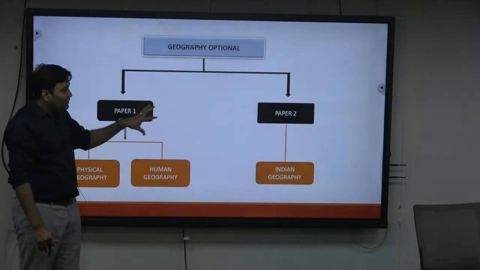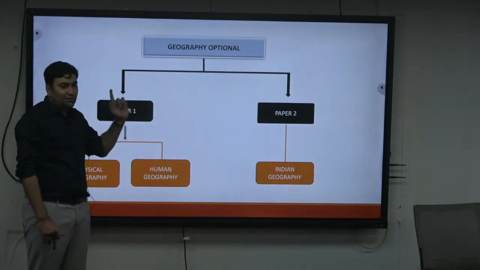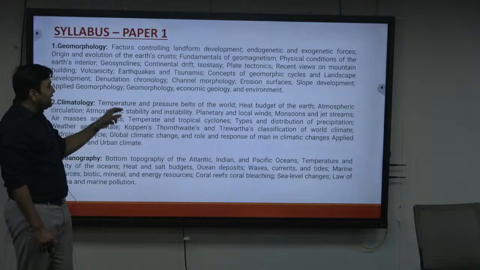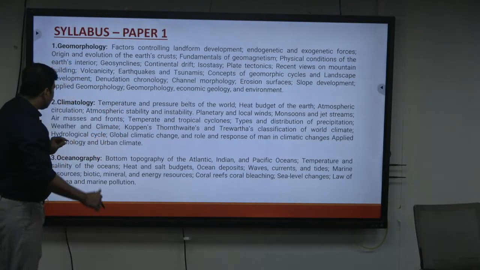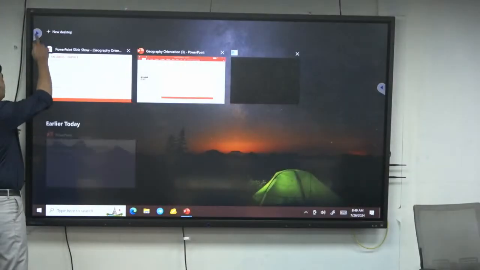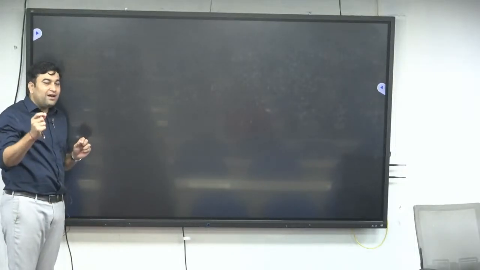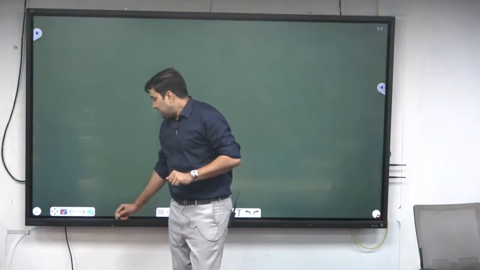Now, what is the syllabus of paper 1, paper 2, and what is the nature of this complete subject itself? For that, we need to understand your syllabus in detail. Now, what I will do? I do have the syllabus here, but still I will try to write the major points on the board so that you can understand the aspects related to the optional in detail. Let us try to understand.